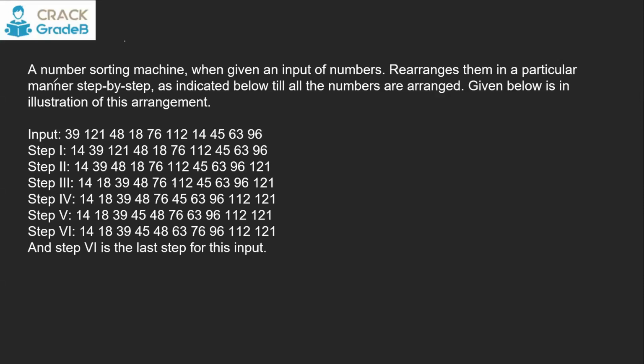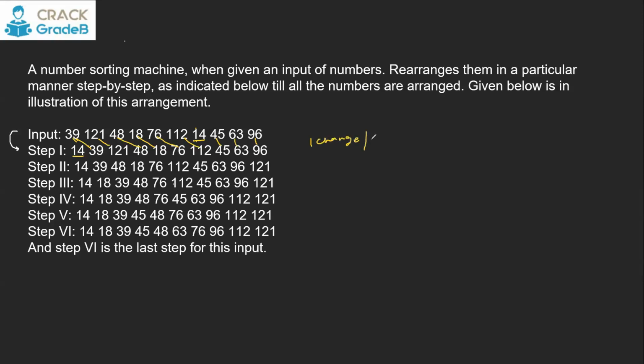So read the instruction. The number sorting machine, given an input of numbers, rearranges them in a particular manner step by step as indicated below till all the numbers are arranged. So what you have to do is observe what is changed from input to step 1. The change happened here is the 14, which is the smallest number, has gone from here to here. That means it has gone in the first place. After that, the 39 is there, 121 is there, 48 is there. That means the remaining numbers are on their place itself. That means only one change per move is happening.